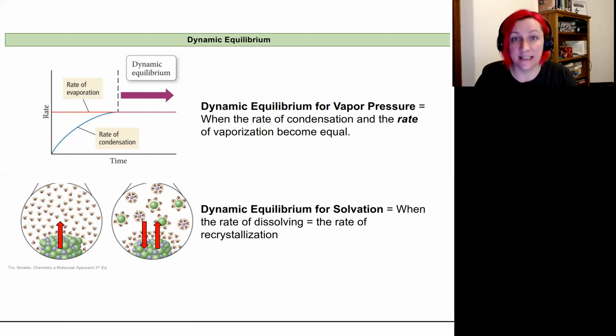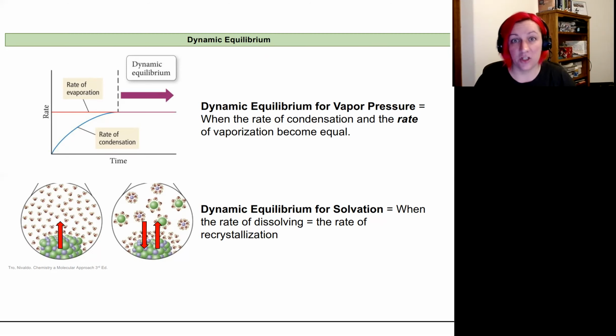Change is constantly happening at dynamic equilibrium, but what we see from a macroscopic perspective is that it isn't changing at all. And that's the key part of this: there's constant change, but what we observe is no change.